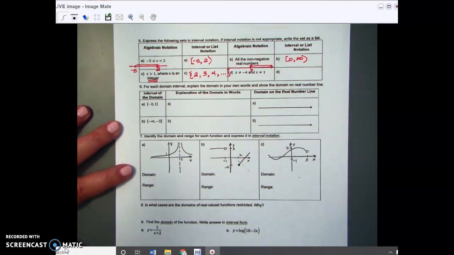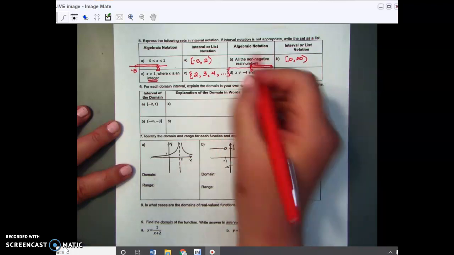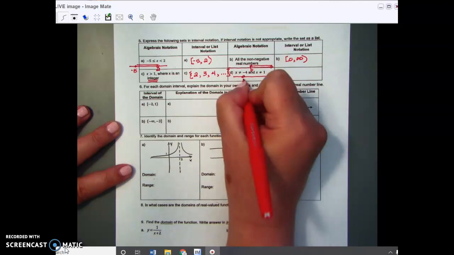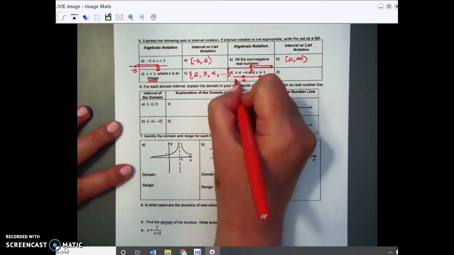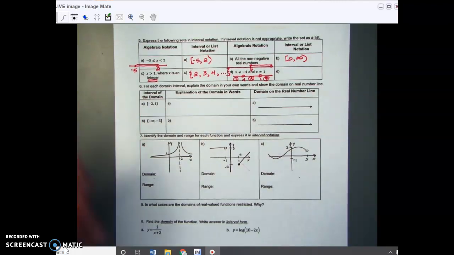So the next one says it's essentially all real numbers where x does not equal -4 and does not equal +1. So on a number line, I would have an open circle at -4 and an open circle at 1. So that means that I have 1, 2, 3 intervals to describe.